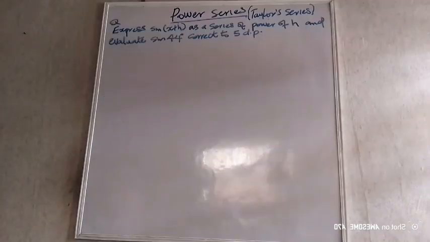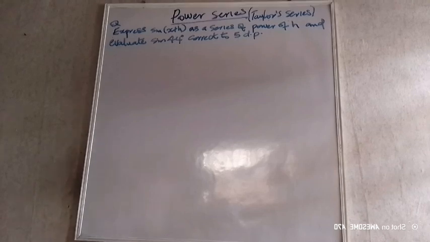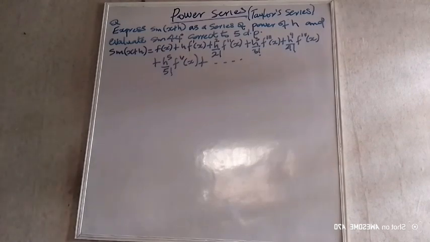The question says, express sin(x + h) as a series of powers of h and evaluate sin 44 degrees correct to 5 decimal places. We know we are handling this using Taylor's series. And how do we do that? We just go straight to express sin(x + h) as a series. This is how it will look. Sin(x + h) will be equal to f(x) plus f'(x).